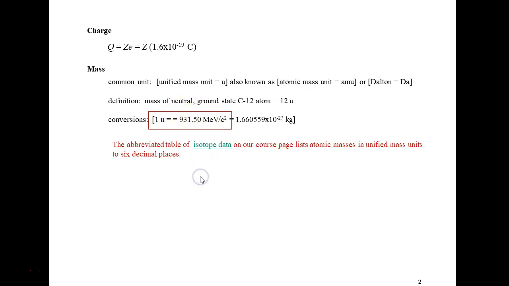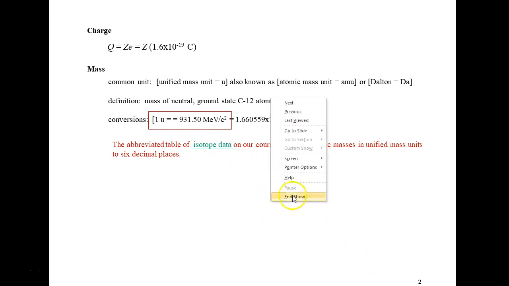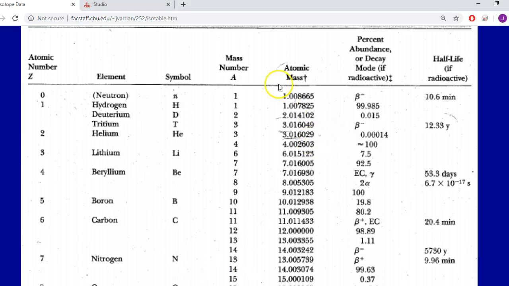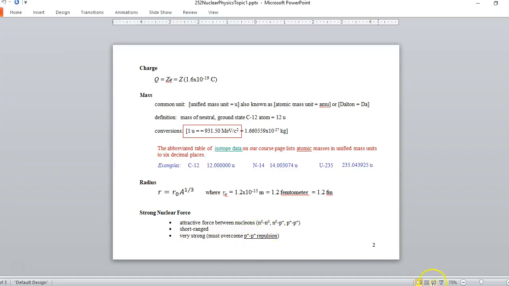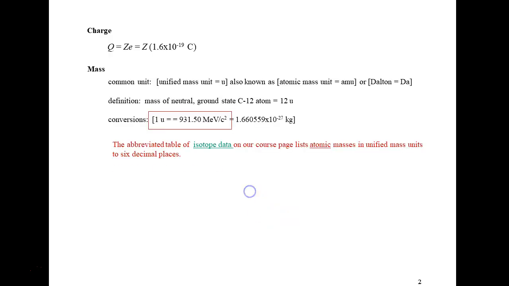Oh yeah, the isotope data table that I was looking at before has atomic mass units. So if I go back to the table, this column right here has atomic mass units. Now the fact that these are masses of the neutral atoms and not the nuclei, we'll have to keep that in mind, especially when we look at radioactivity, when we're doing some calculations there.